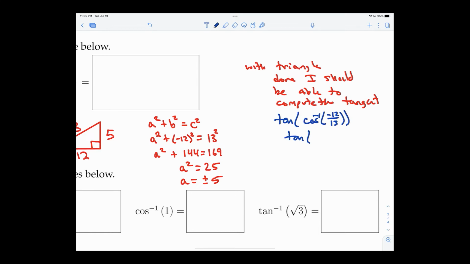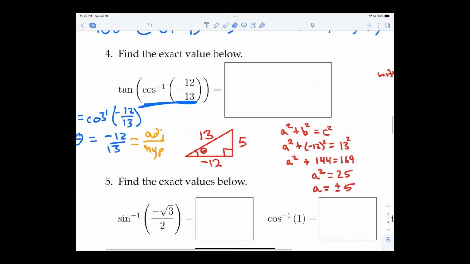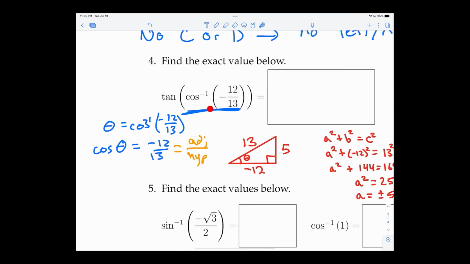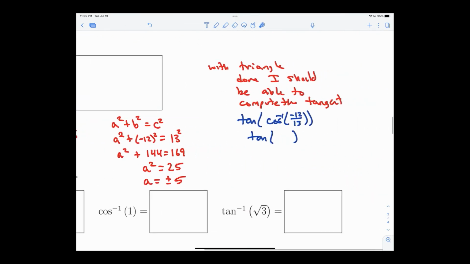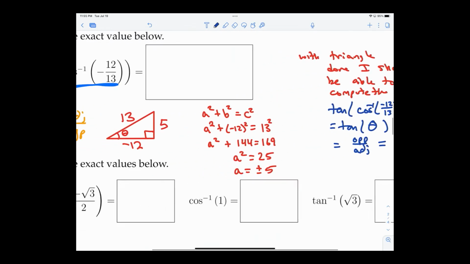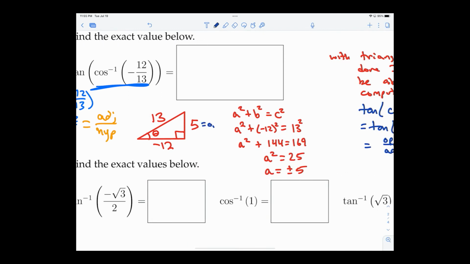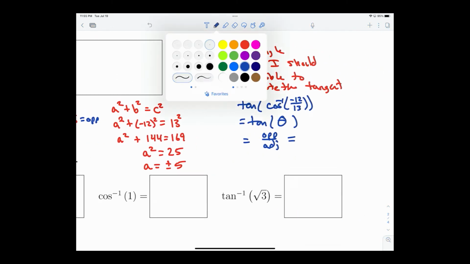And that inside, remember what I did with the inside, is I took the part that I underlined and I called it theta. So the part that is right here is just theta. And then that's the tangent of theta, which is the sides of the triangle that give you tangent are opposite and adjacent. So you just read off the opposite and the adjacent sides. So this is the opposite, and this is the adjacent. So opposite over adjacent is 5 over 12, negative.